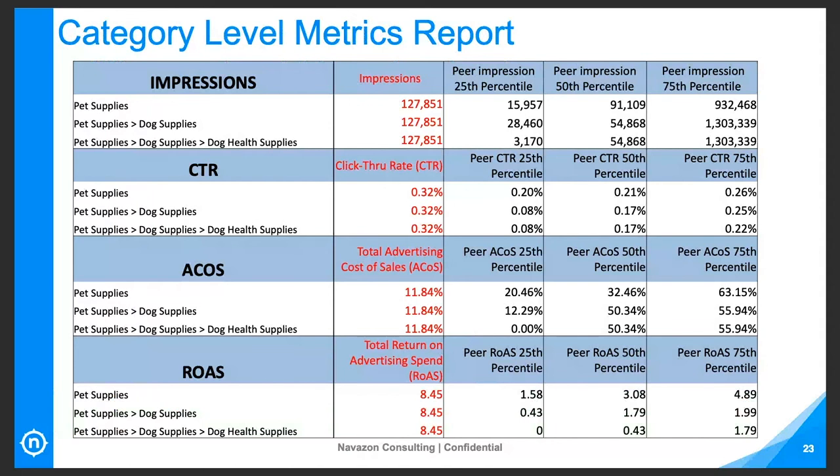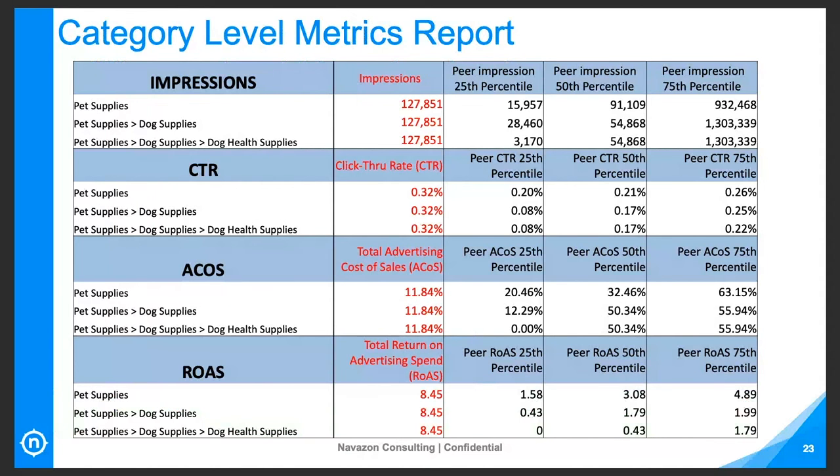So going down farther, you've got the click-through rate, your advertising cost of sales, and your return on ad spend. So we like to really walk you through these metrics. You want to look at them in conjunction. So say maybe you have low impressions, but you have a very good click-through rate. Your ads are rocking it. You are on point. Your ads are in the 75th percentile of your peer group. Your ads are hitting it, baby.